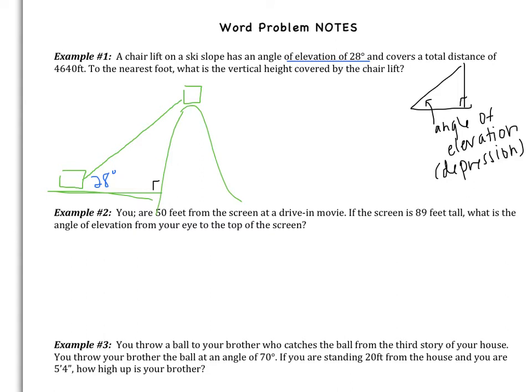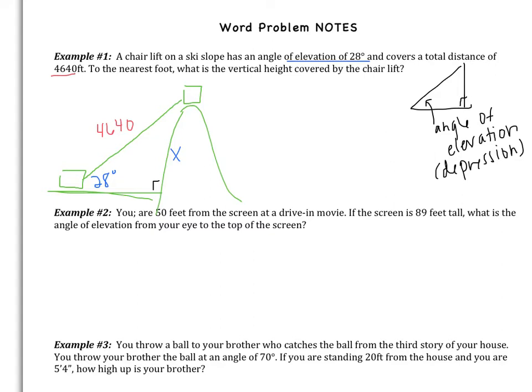Covers a total distance of 4,640 feet. Well, you need to think, which part of the right triangle is the chairlift actually taking people on? Well, it's on the hypotenuse. So this 4,640 goes here. And then to the nearest foot, what is the vertical height? So vertical is up and down, so this is what we are looking for.